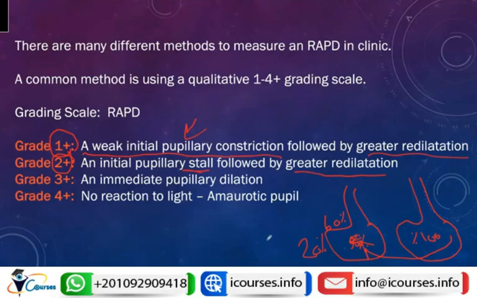Let's say, for example, that this is 0%, or there is a complete damage of the optic nerve fibers, then this is called grade 4. In grade 4, there is no reaction to light at all, and this is called the amaurotic pupil that we just mentioned. So this patient doesn't have a relative afferent pupillary defect, but will have a total afferent pupillary defect or amaurotic pupil.